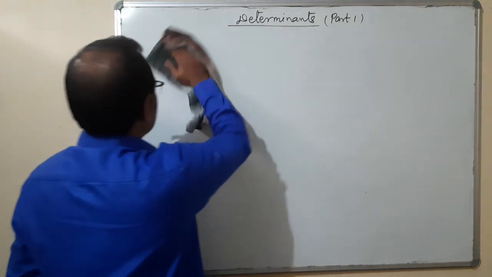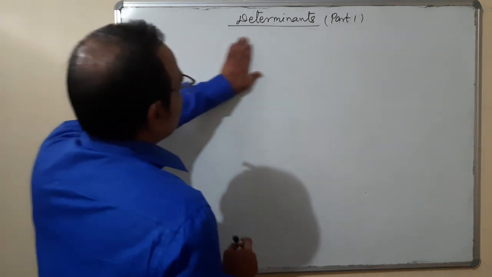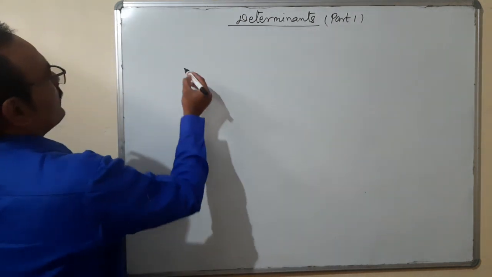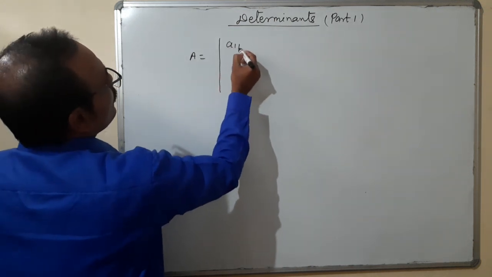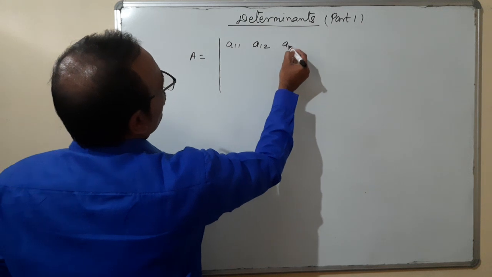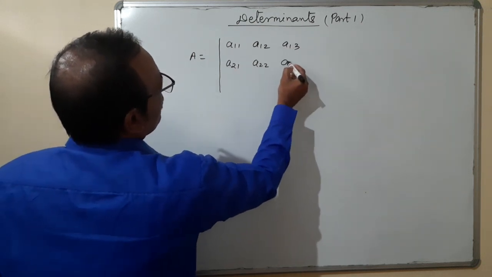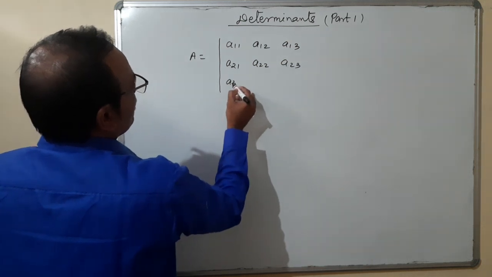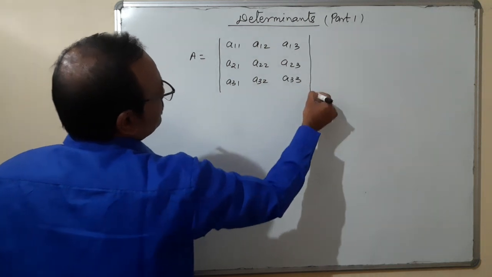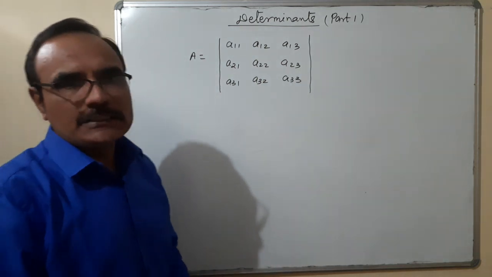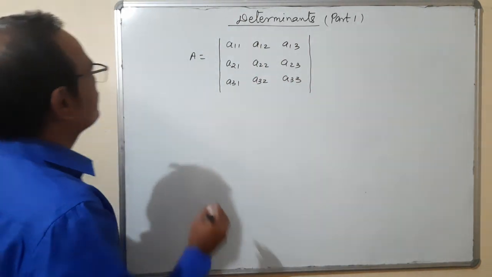This is the determinant which I am writing here. Let A be equal to the determinant with rows A11, A12, A13; A21, A22, A23; A31, A32, A33. This is the 3 cross 3 determinant, and we want to expand it. That means we are going to evaluate it.